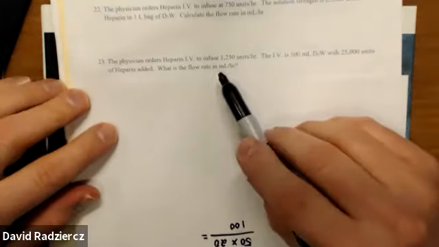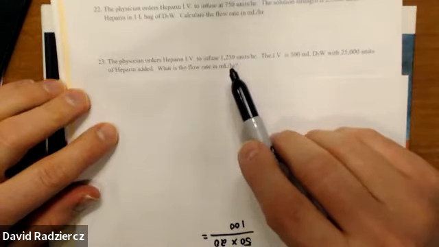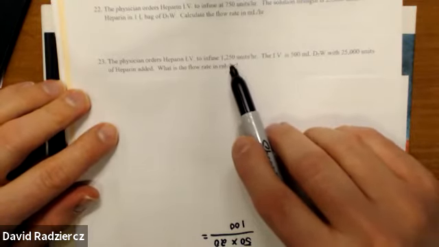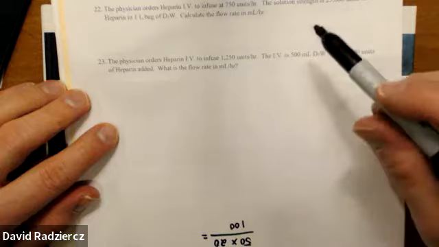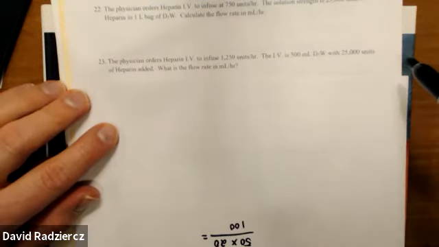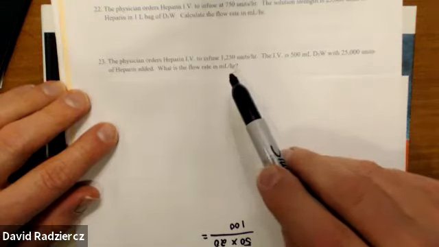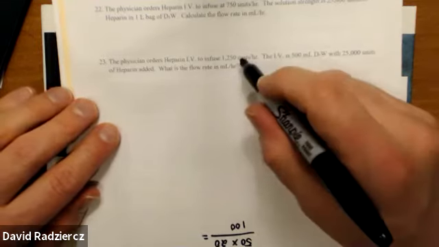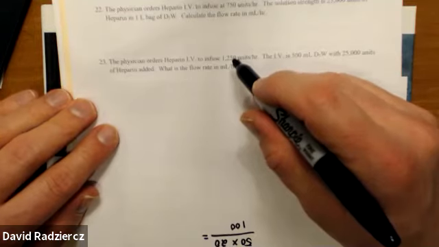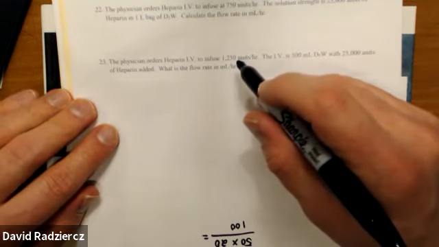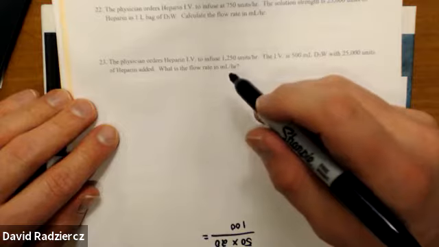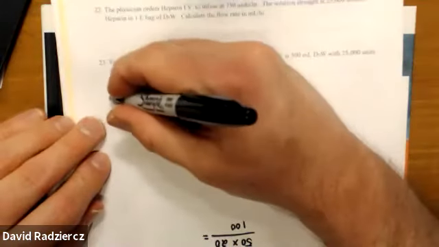Okay. All right. So the way I simplify this type of question, it tells me that the physician orders the heparin IV to infuse at 1,250 units per hour. We have an IV of 500 milliliters that contains 25,000 units of heparin, and we want to know what the flow rate is in milliliters per hour. So we're basically going to do the same thing we just did in the heparin protocol. If you remember, I had 900 units per hour, and then I had 1,000 units per hour in part B of the heparin protocol, and then part C2. So basically, we're just doing the same thing.